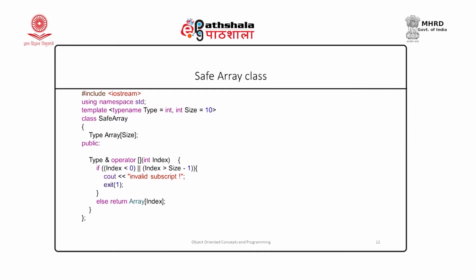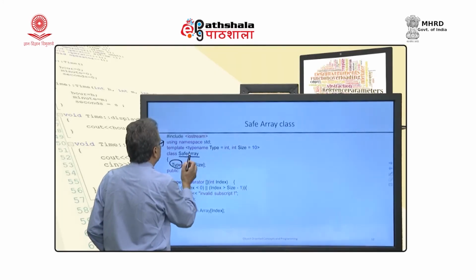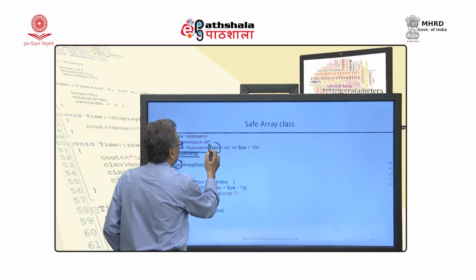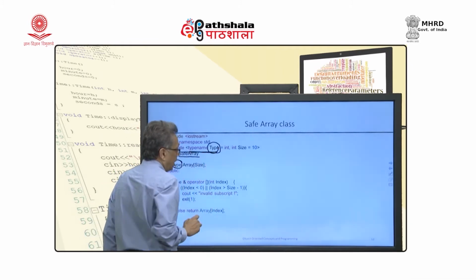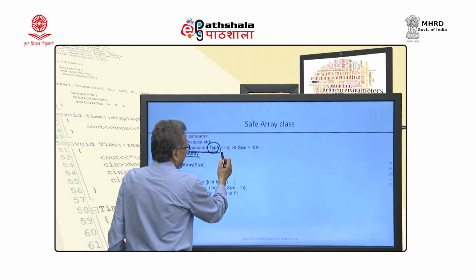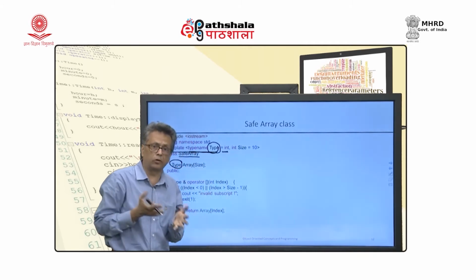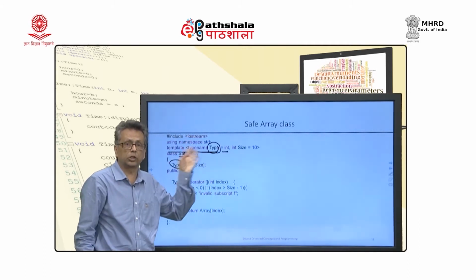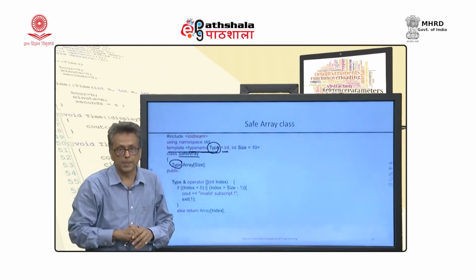I define a class called safe array, but obviously I am using something called type. So, I will have to define that here. I say typename type. Now, I also provide equal to int. You know that this is a default argument. If the argument is not specified, take it as int.